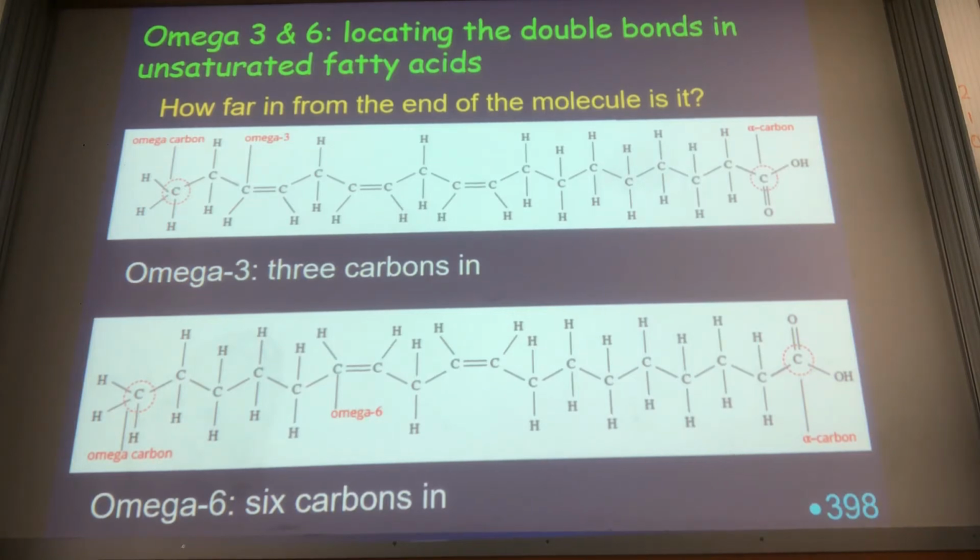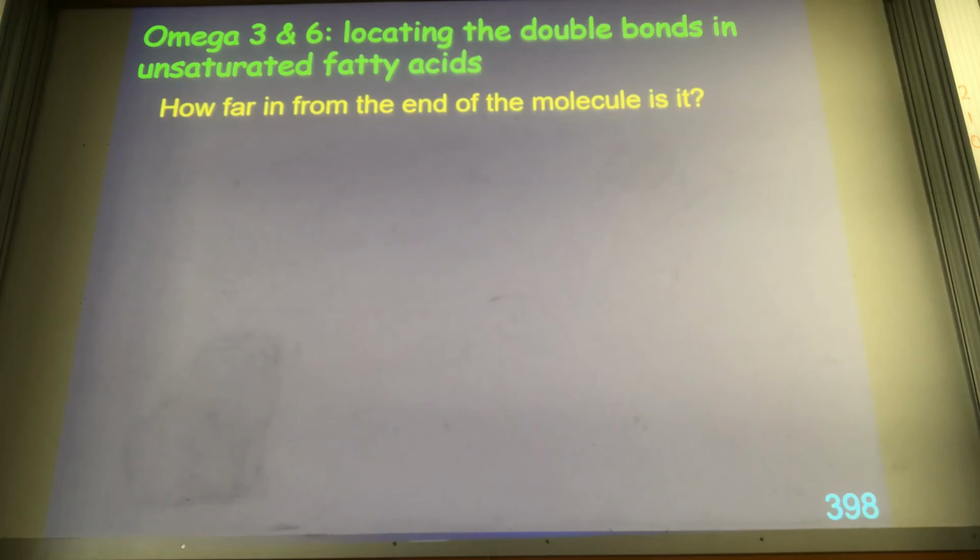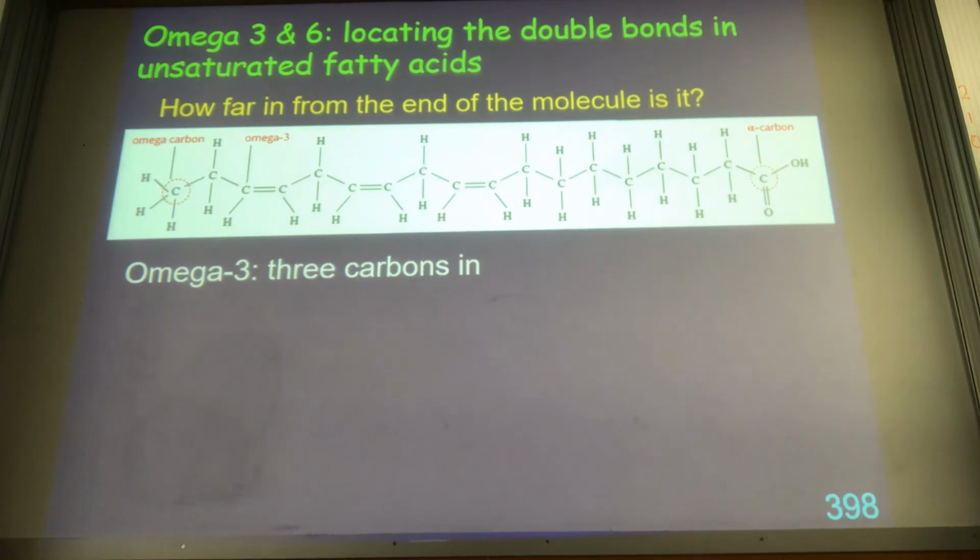Now, omega numbers are not in the course for this year. I've kept the slides in because it's kind of interesting to know where those terms come from, but you don't need to know this for the exam. Omega-3 and omega-6 fatty acids. Basically, how far the double bond is from the back end of the molecule.